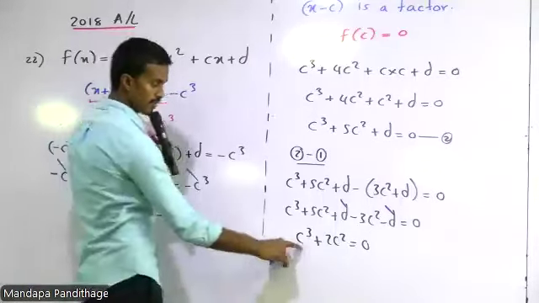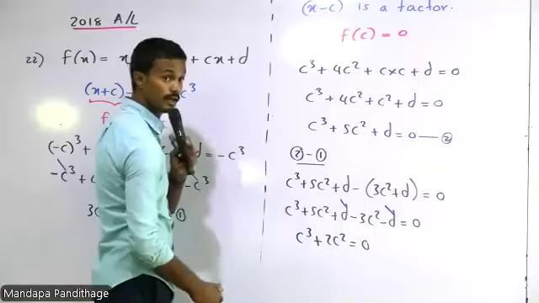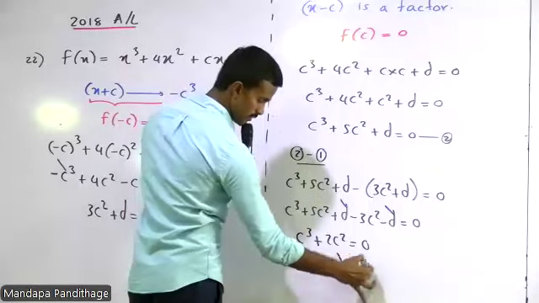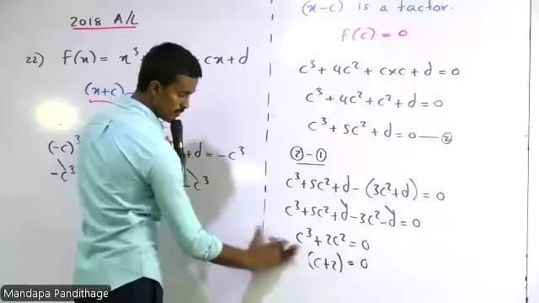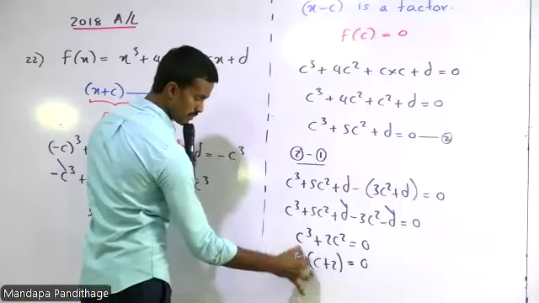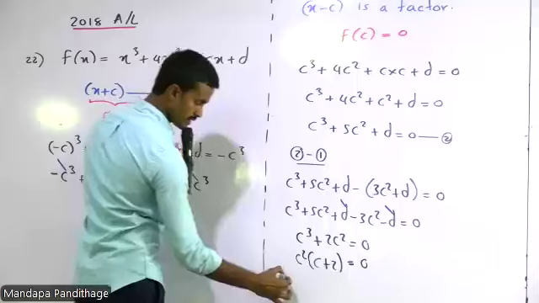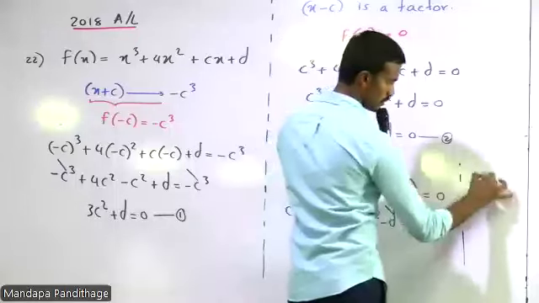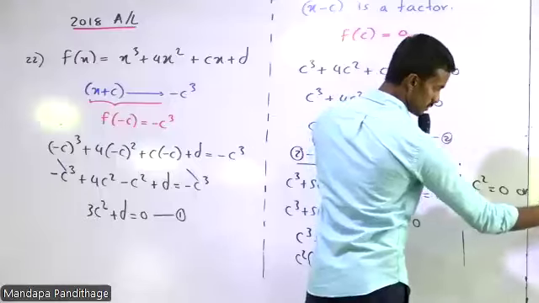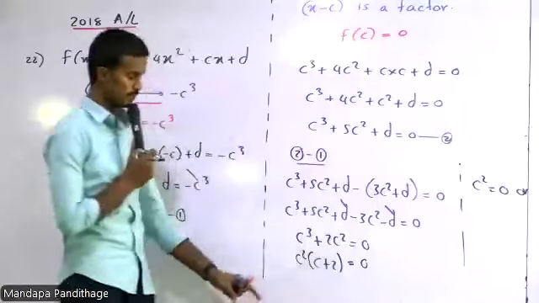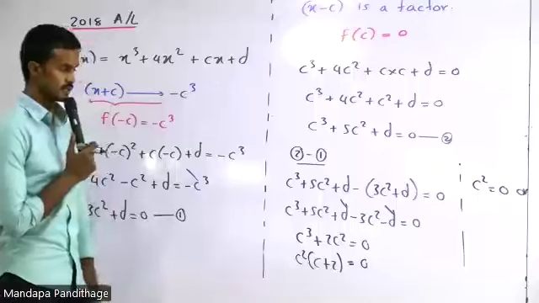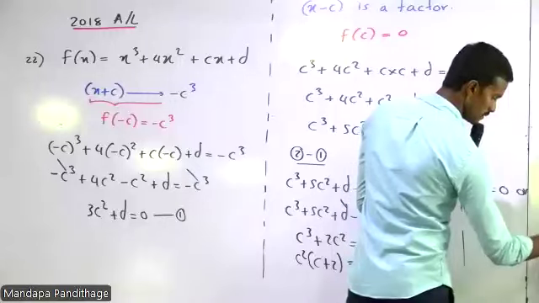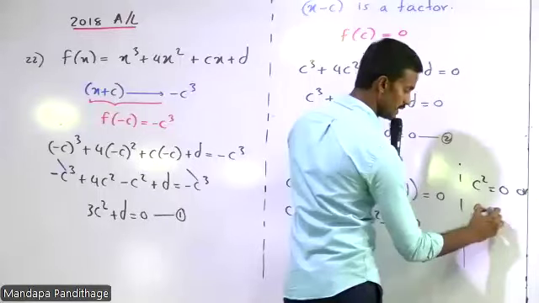So here, what is common in c cube and c squared? c squared is common. You can take c squared out. You get c plus 2. When you have a product equal to 0, you can say that c squared is equal to 0 or c plus 2 is equal to 0. And then you are getting c is equal to minus 2, and from the other, c is equal to 0.